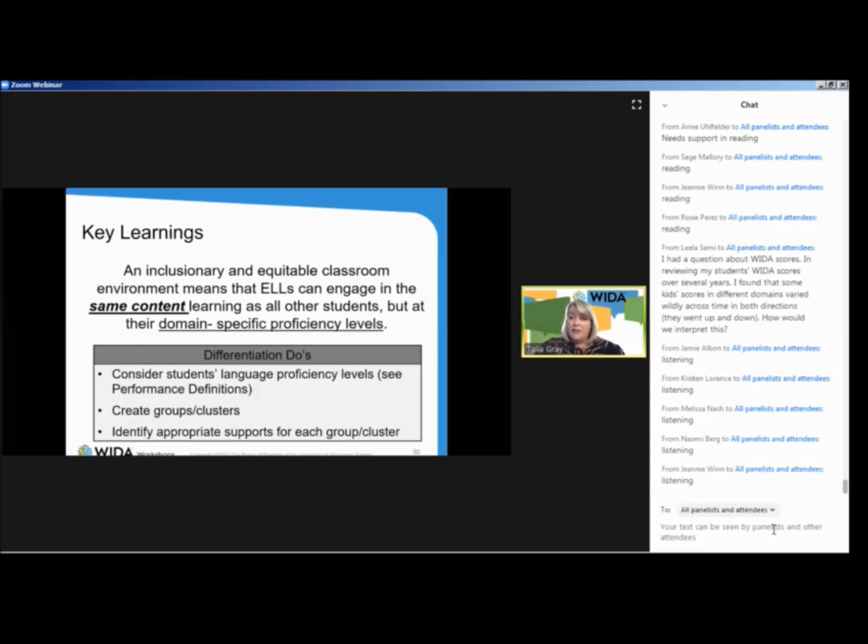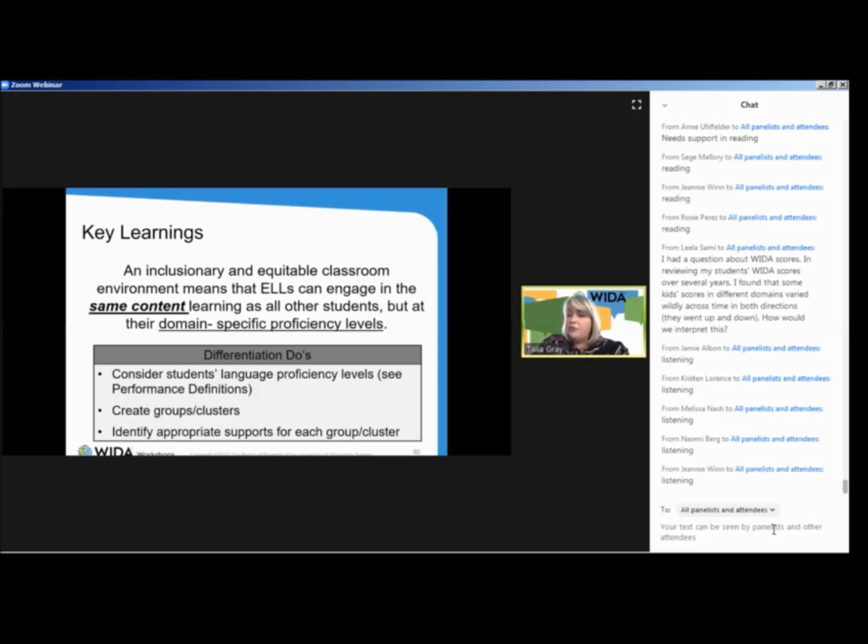Consider the student's language proficiency levels. Use the performance definitions to help you. You can create groups and clusters and then identify appropriate supports for each group or cluster.